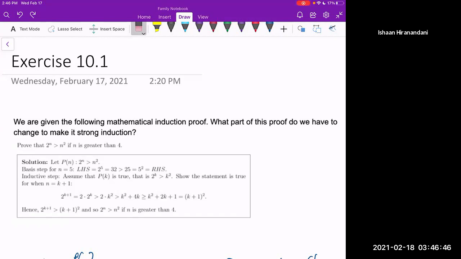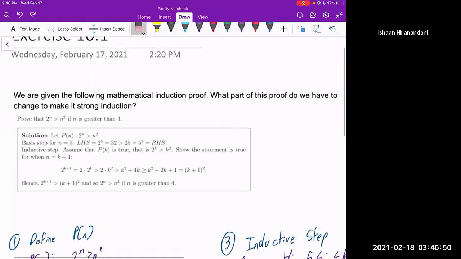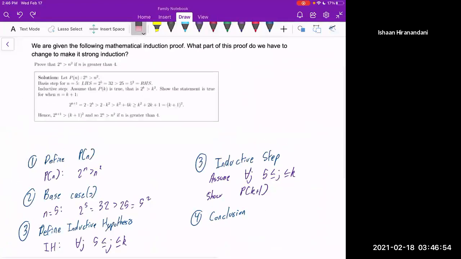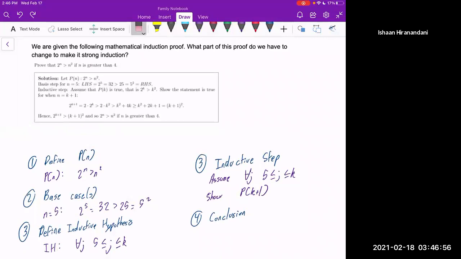So now we're going to dive into the difference between mathematical and strong induction. And so remember that induction usually has 5 main steps. First, we're defining P of n, which is our statement. And we see that P of n means 2 to the power of n is greater than n squared. And that's pretty much the same.